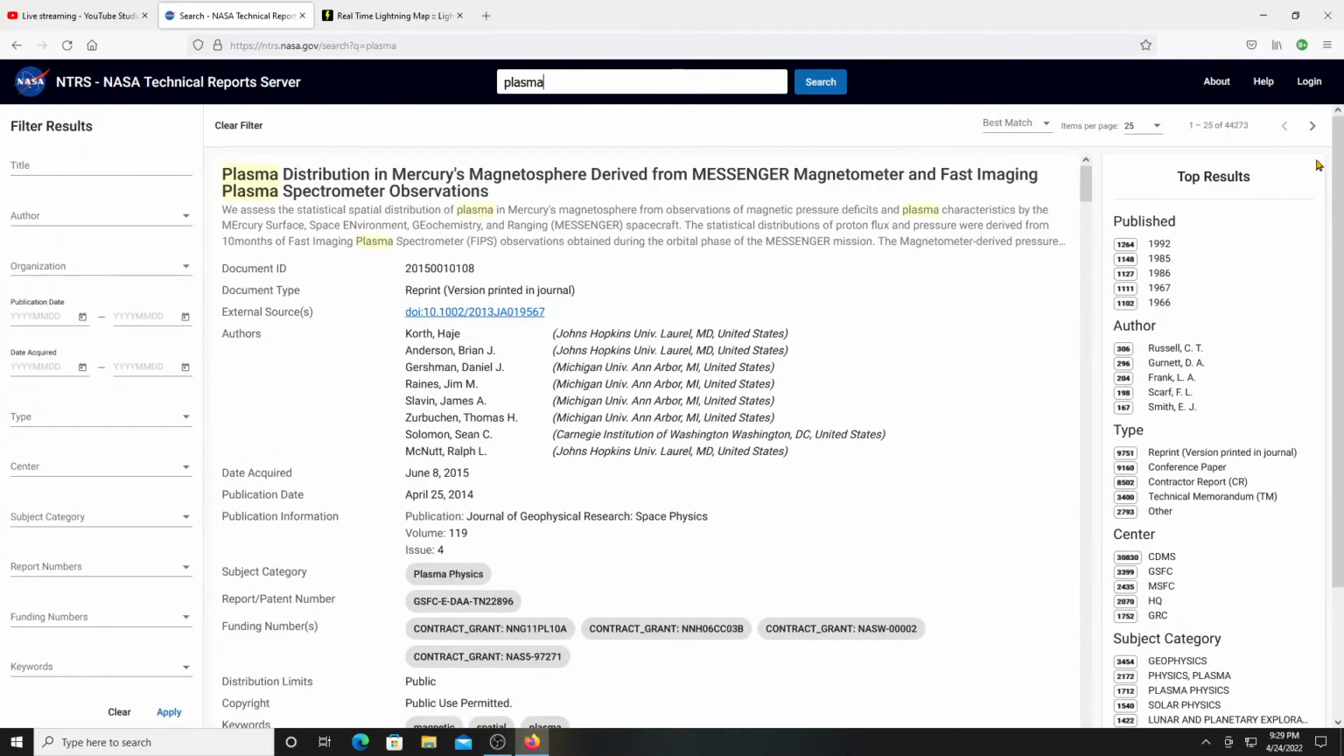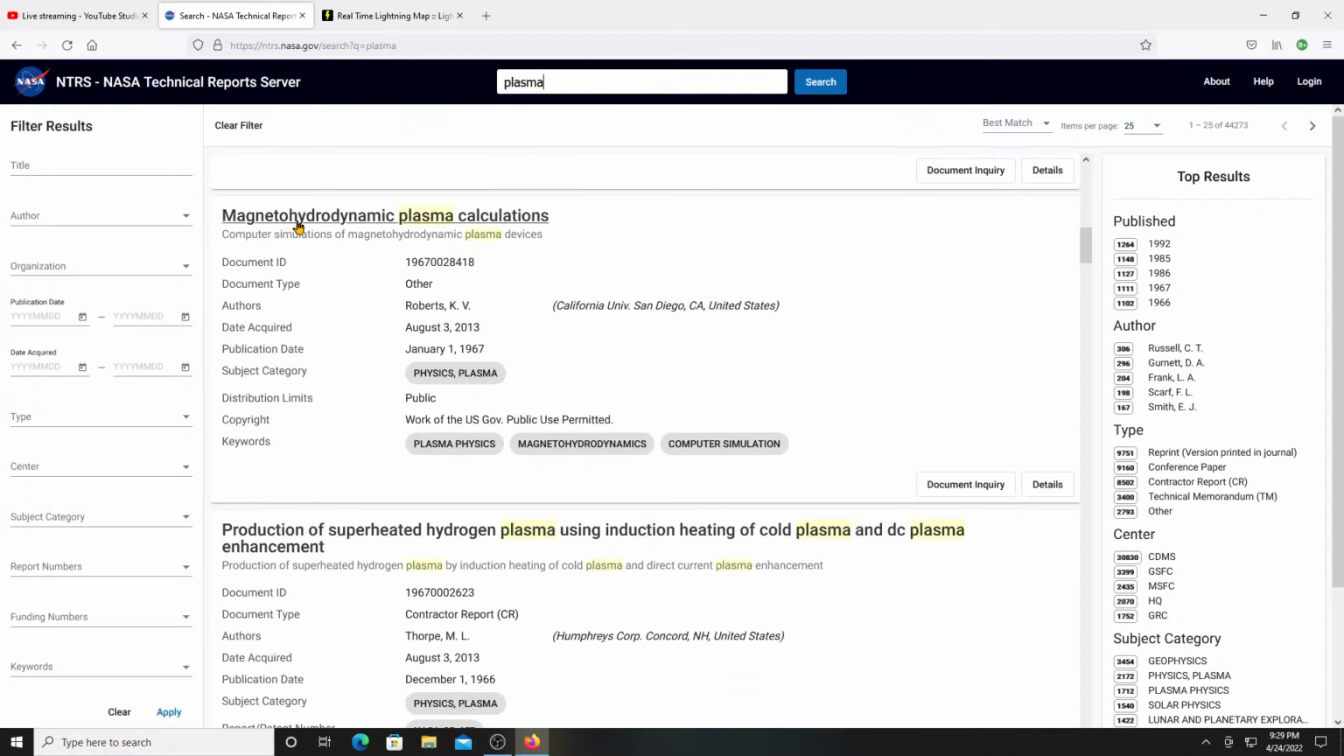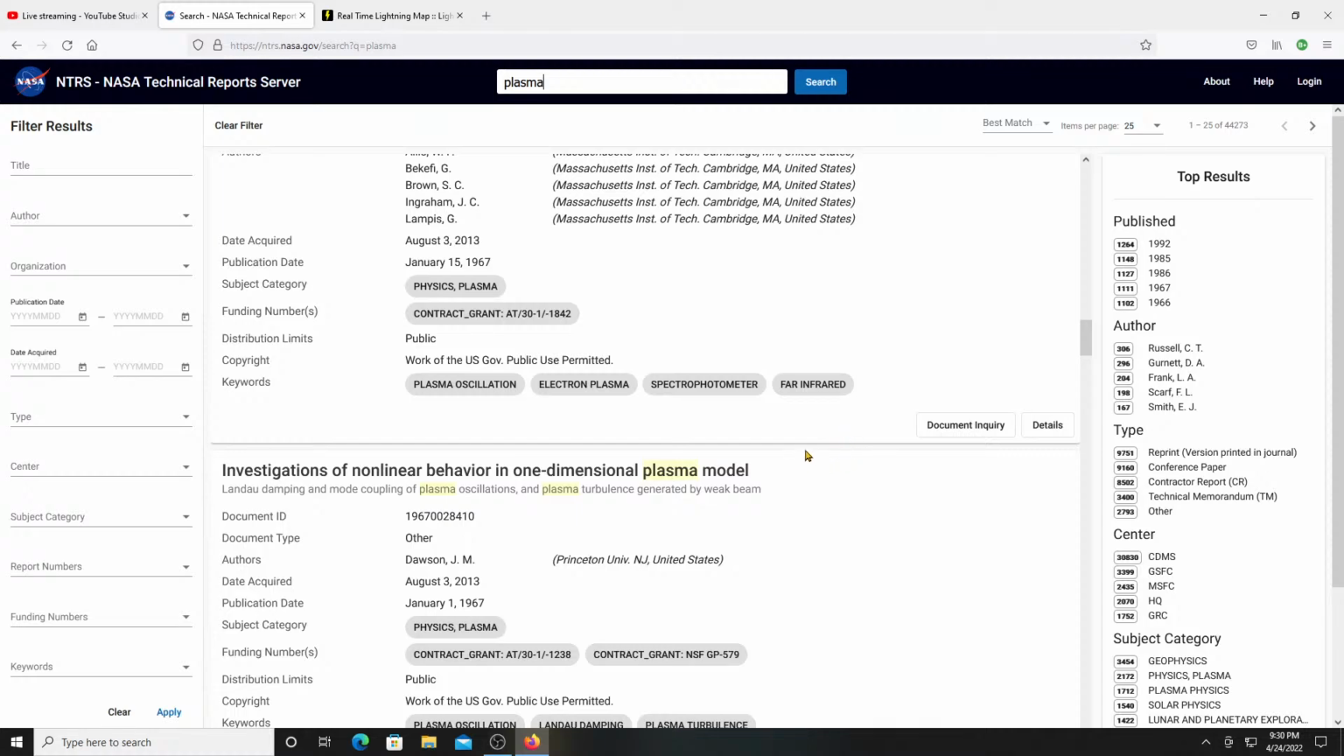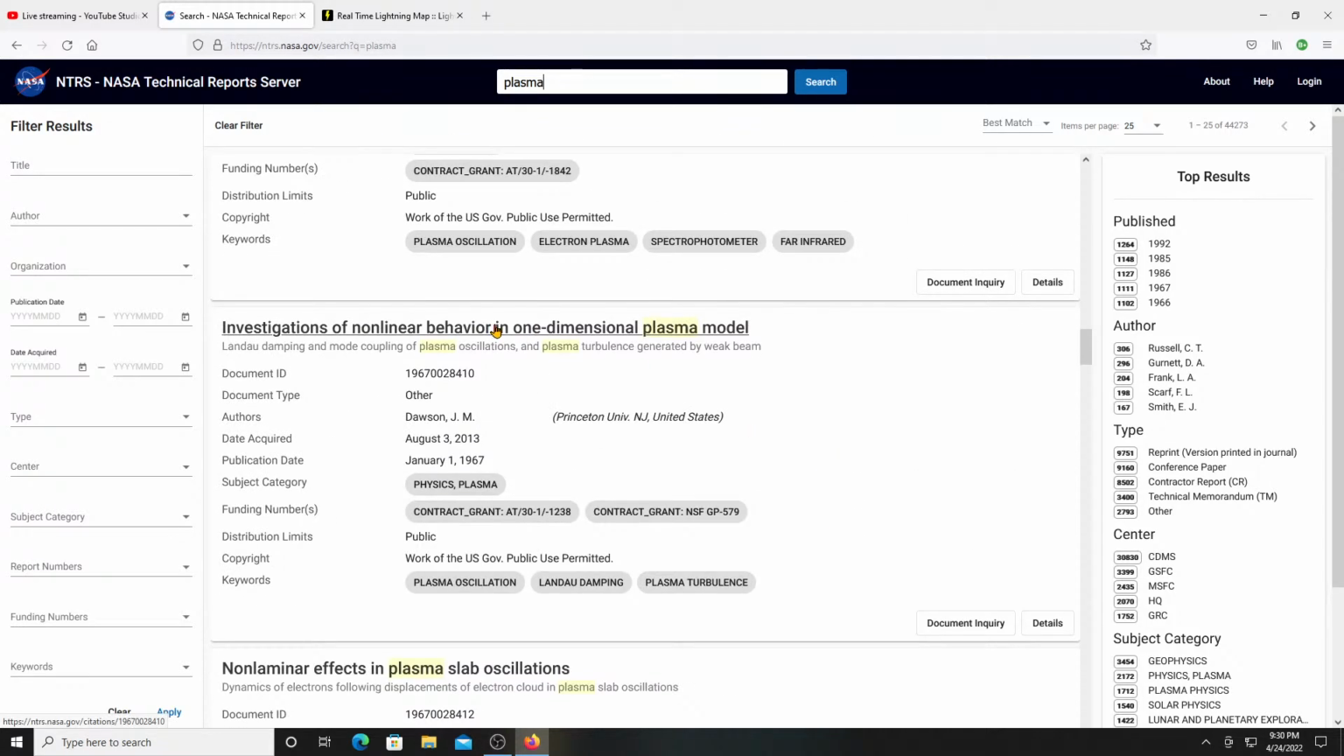I'd like to see plasma. Plasma distribution in Mercury's magnetosphere, derived from MESSENGER. What's the date on this, you all? That's 2014. Plasma physics. Magnetohydrodynamic plasma calculations. Superheated hydrogen plasma using induction heating of cold plasma and DC plasma enhancement. Plasma physics, investigation of the behavior of a one-dimensional plasma model. Look at that. Coupling of plasma oscillations and plasma turbulence generated by a weak beam.